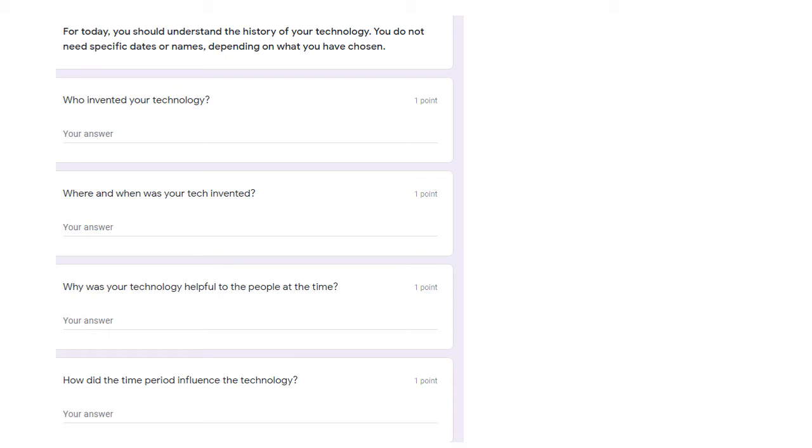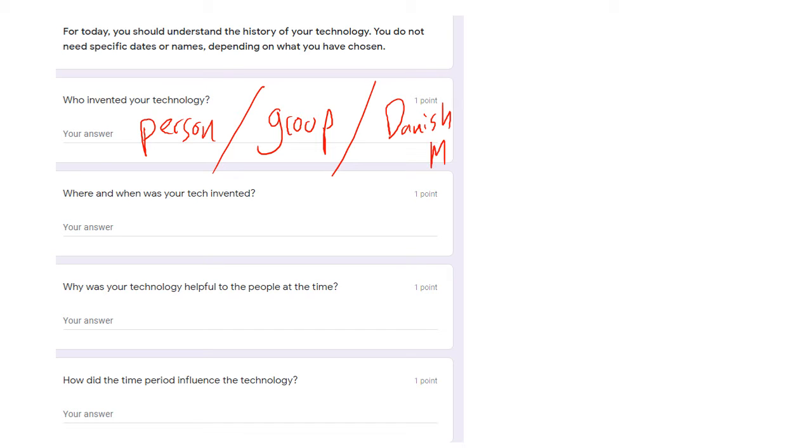Now, this could be a person, it could be Henry Ford or whatever. So it could be a person, but it doesn't have to be. It could be a group, right? Maybe Apple Incorporated, or Windows, or whatever. It could be an ethnic group of people, like, I don't know, the Danish merchants. It's always the Danish, isn't it?